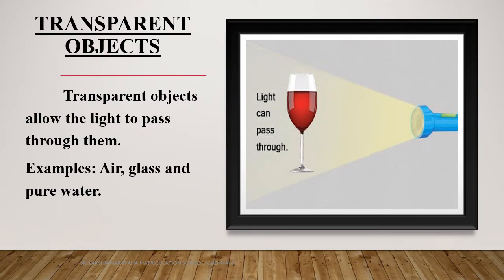What are transparent objects? The objects that allow the light to pass through them are called transparent objects. Examples are air, glass and pure water. If you take a glass as an example, when you place a torch before it, it allows the light to pass through and fully emits the light.